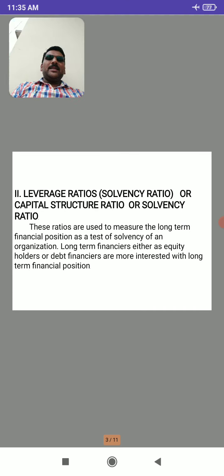One is proprietary ratio or equity ratio. Second one, equity to fixed asset ratio. In the first type of ratio, we have studied only the current assets and current liabilities. When it comes to the leverage ratios or solvency ratios, the second type of ratios, here we will study the total proprietary ratio, that is, the shareholders fund, and the fixed assets and other things.